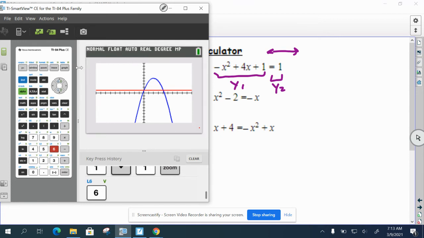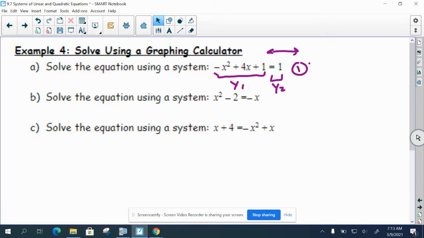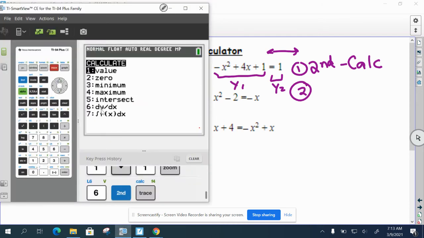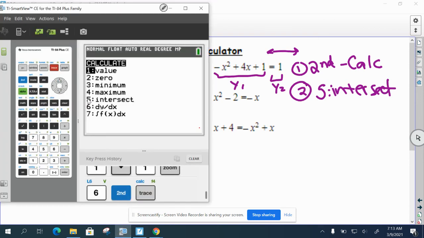All right, so here's what we're going to do. We're going to press second and then calculate under the trace button. So second, calc, maybe write down the steps over here. So step 1 is second, calc, after you type it into your y equals, of course. Okay, step 2 is to do intersect, so 5, intersect. And you have to do it twice, one for each intersection point. But we'll find the first intersection point and then we'll go back and find the second one.